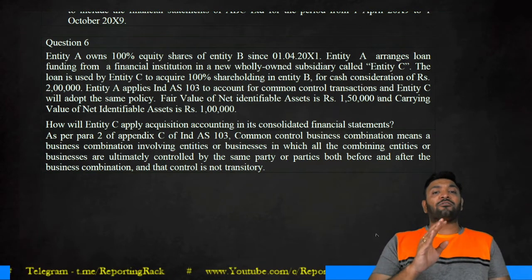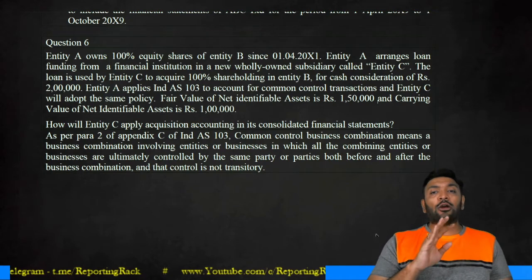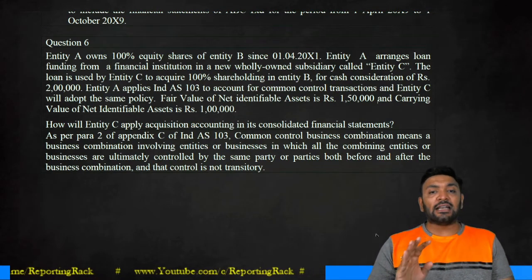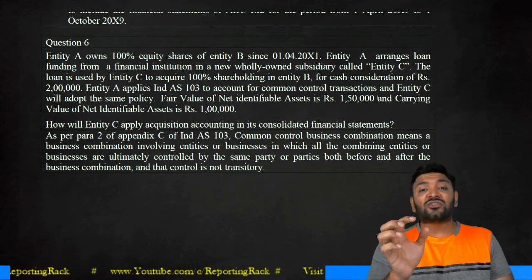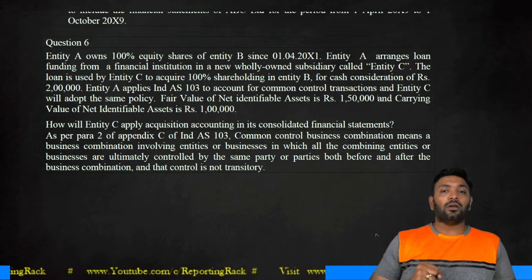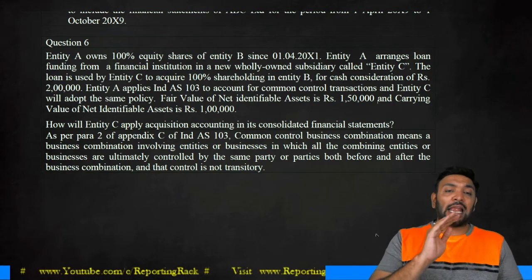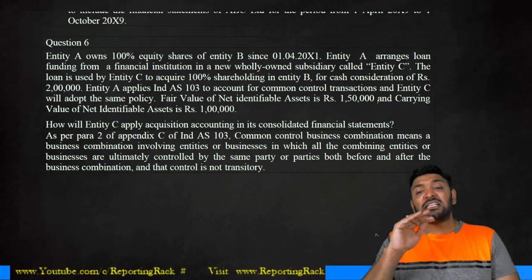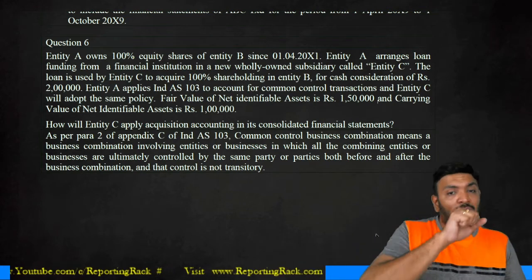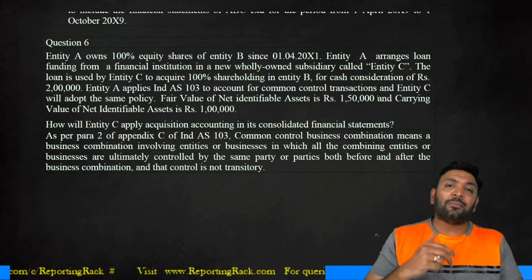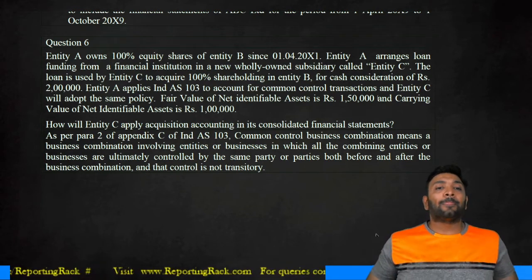A arranges a loan funding from a financial institution in a wholly owned subsidiary called Entity C. The loan is used by Entity C to acquire 100% of the shareholding of Entity B. Okay, so it is among the same group transactions only. So A owned B, A arranges a loan for C so that C takes over entire Entity B. Ultimately, A owns C, C owns B. Again, B is still a subsidiary only.